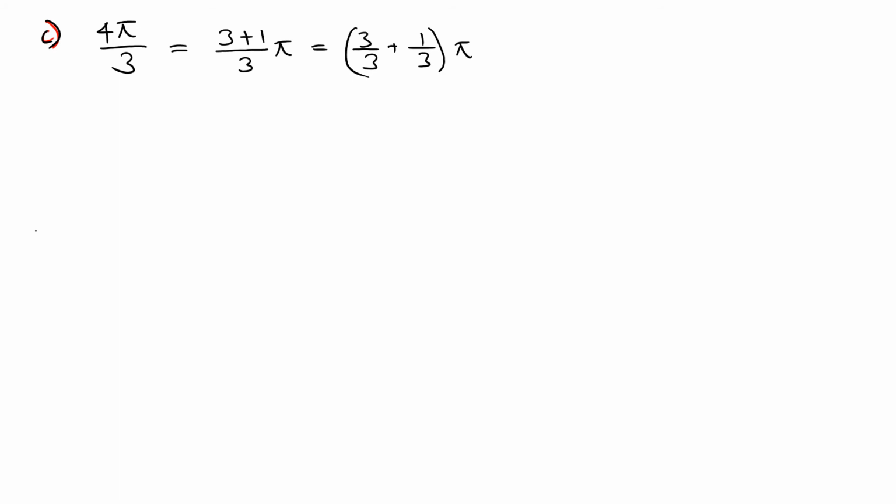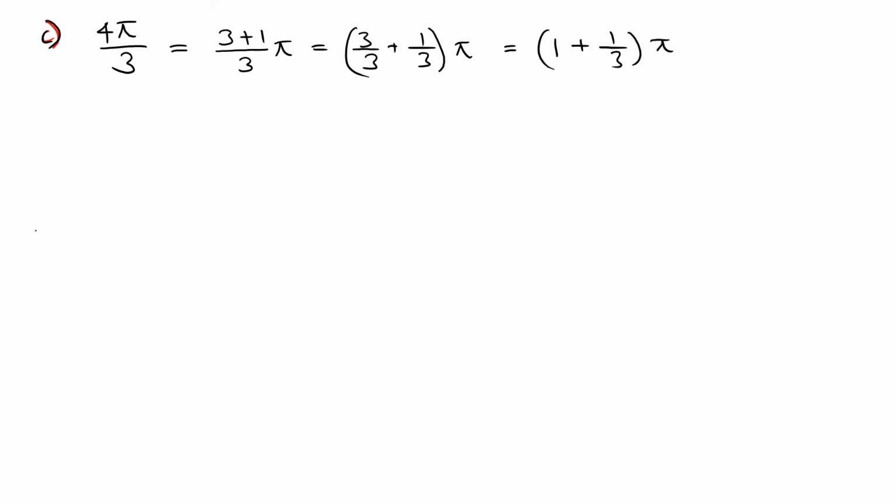Part C. How about 4 pi over 3? We have 4 pi over 3. We're going to look at this like this. We can write 4 as 3 plus 1, over 3, times pi. Then we can write this one as 3 over 3 plus 1 over 3 pi. So 3 over 3 means 1. So 1 plus 1/3 pi.